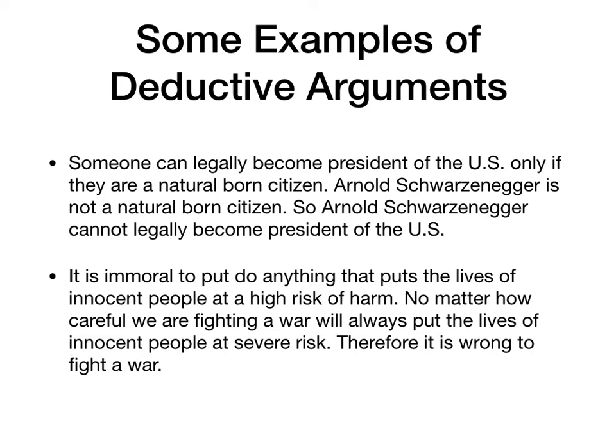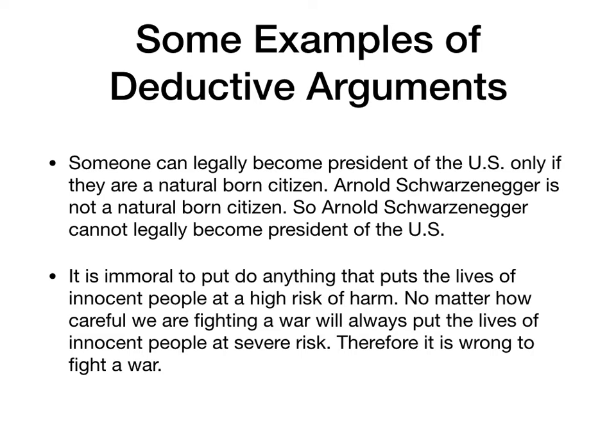So some examples of deductive arguments. Someone can only become president of the U.S. if they're a natural-born citizen. Arnold Schwarzenegger is not a natural-born citizen. Natural-born means either your parents were Americans or you were born in America. Schwarzenegger's parents were Austrians. He was born in Austria. He's a naturalized citizen, but he's not a natural-born citizen. So Schwarzenegger cannot legally become president. If these premises are true, and they are, it is impossible for Schwarzenegger to legally become president of the U.S., right?